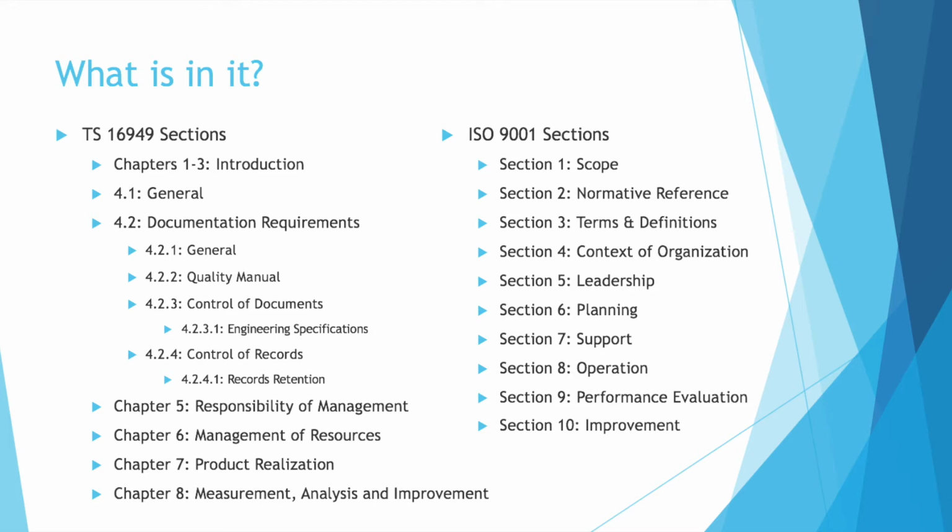It really gets interesting once you get to section 4.2, documentation requirements. This is where a lot of the meat of the standard is at. 4.2.1 is just general requirements. 4.2.2 is the quality manual. So what do you need in your quality manual to pass the audit? An area that's very interesting for me, and it's really good to have this in place, is section 4.2.3, control of documents. So this is huge.